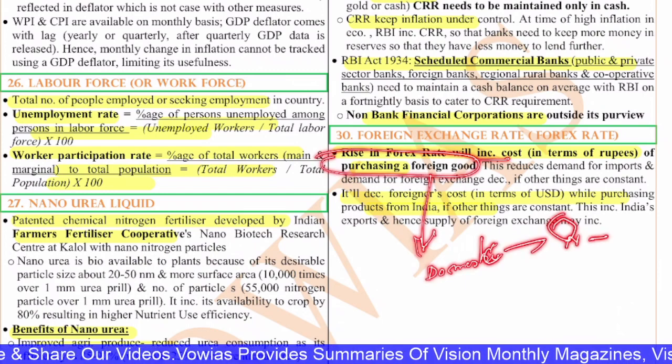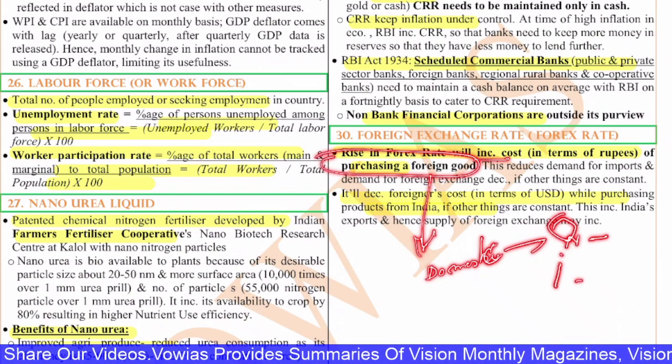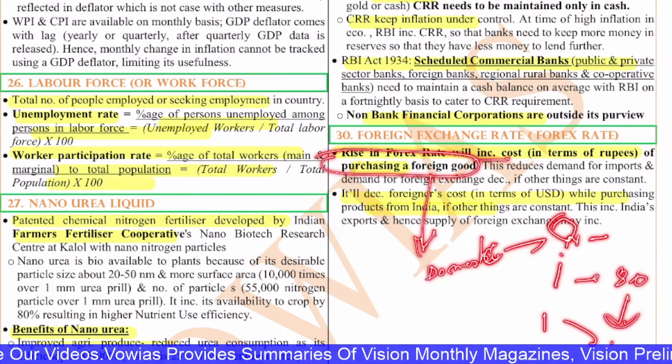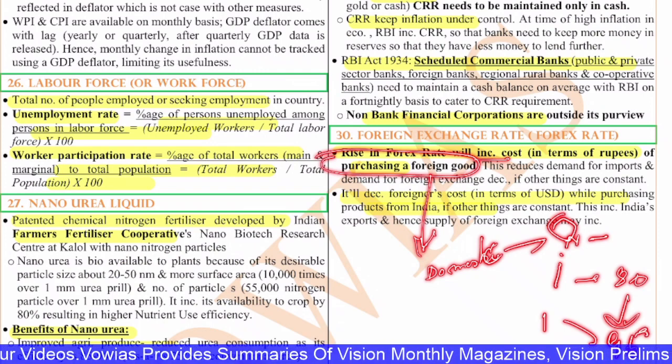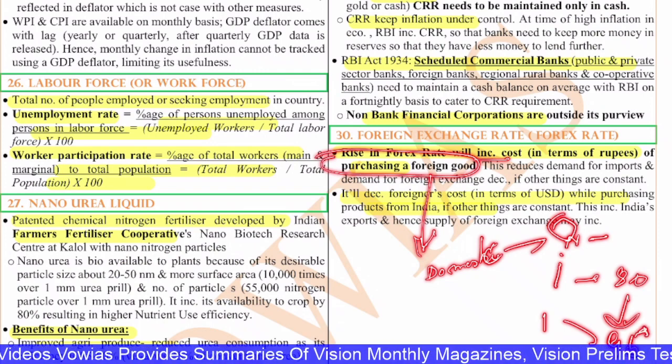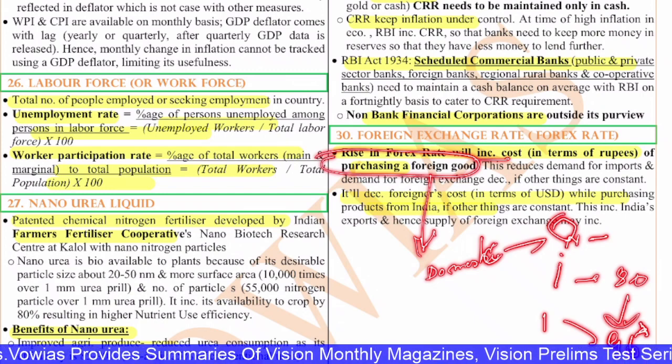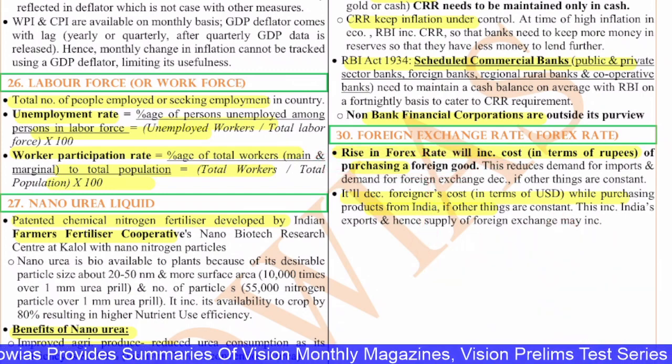Value of domestic currency decreasing means, for example, let's say $1 is equal to 80 rupees. When the rupee falls, then $1 will become 90 or 95 rupees. That is called a depreciating rupee, because the value of the rupee decreases. When the value decreases, more rupees have to be given against a dollar. Right?